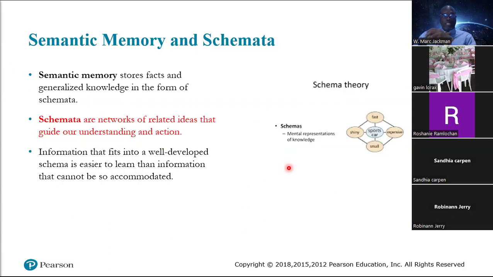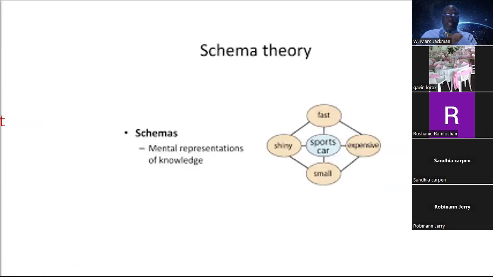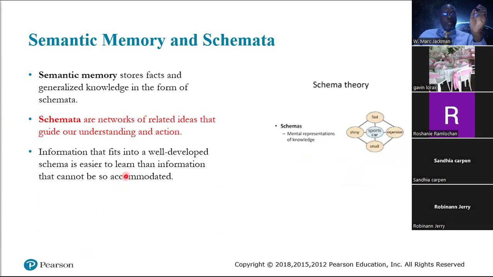Again, the semantic memory stores facts and generalized information, and most likely it is stored in a schemata or a network of information. It can be structured in a hierarchical way. So you may have liquids, and you have different types of liquids in different categories: liquids that you drink, liquids that you don't drink, liquids that you clean with, liquids that you bathe with. You have a hierarchical category, large liquids, and then it's going to be broken down. So the schema is how, in each individual's mind, that information is mentally represented. That's one way of looking at schema theory. So somebody could have a schema about sports cars: fast, shiny, expensive, owned by celebrities, etc. Information that fits into a well-developed schema is easier to learn than information that cannot be accommodated.